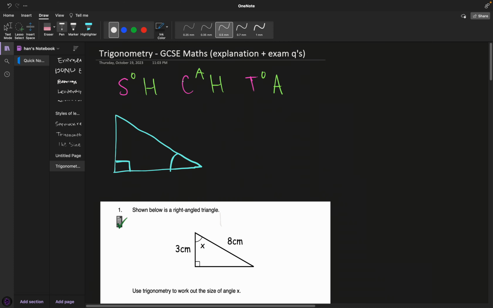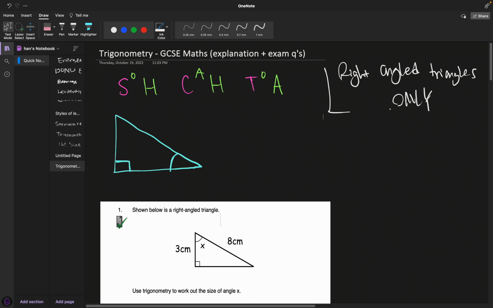Now, first of all, before we even begin with trigonometry, let me just explain that trigonometry can only be used with right angle triangles. Right angle triangles only. I'll explain why in just a second, but you can only use it with right angle triangles. It will not work with non-right angle triangles, and the fundamentals won't work anyways.